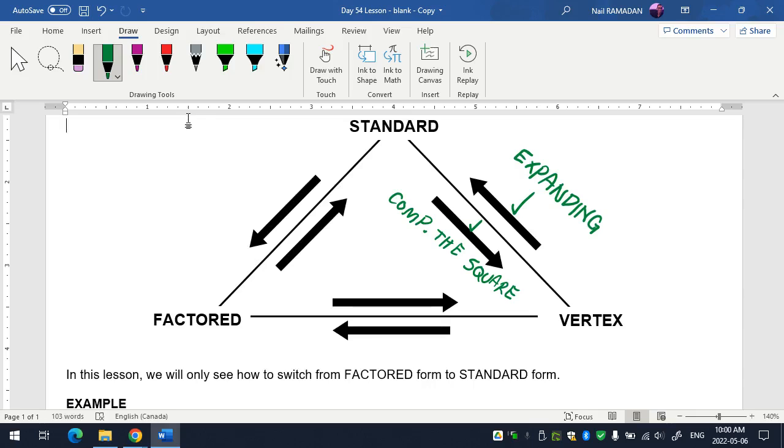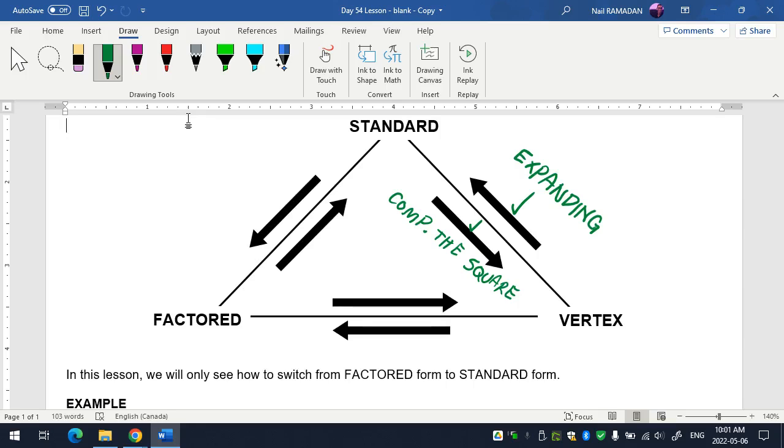The most I could ask you about completing the square is a true-false question, like on the quiz. But I cannot actually give you an actual complete the square. It's not a part of this grade 11 curriculum. Grade 12, yes. Grade 11, no. Okay, so we're done one side of the triangle. Let's look at the other side.